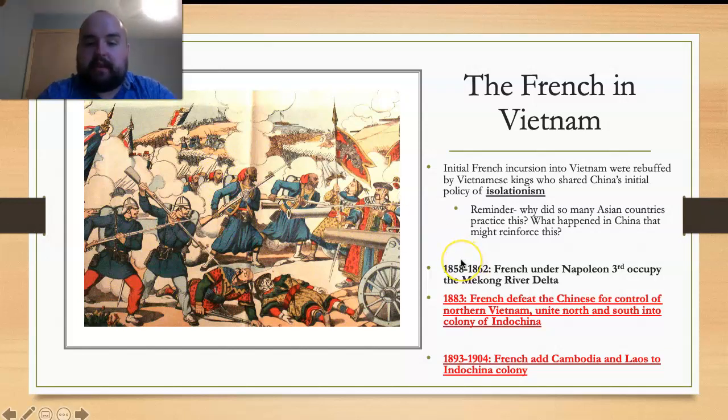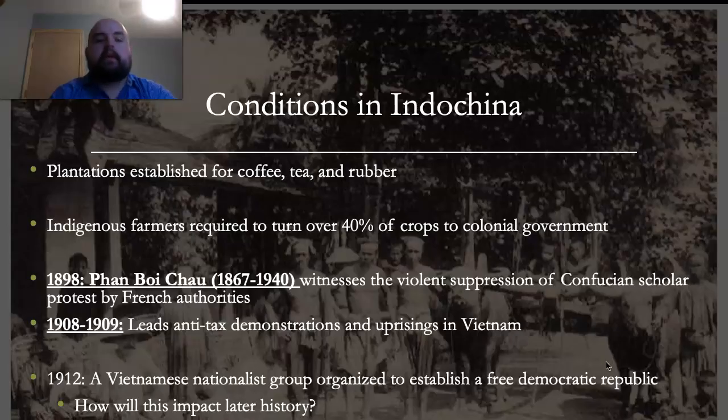However, between 1858 and 1862, the French were able to expand their control of Vietnam. Under the King Napoleon III, they were able to occupy the Mekong River Delta. By 1863, the French had officially defeated the Chinese in the Sino-French War to control northern Vietnam, and eventually united North and South into the colony that was known as Indochina. Between 1893 and 1904, the French eventually added Cambodia and Laos to their Indochina colony, increasing their hold in Southeast Asia. To give you a bit of an idea of what the conditions were like in this colony.